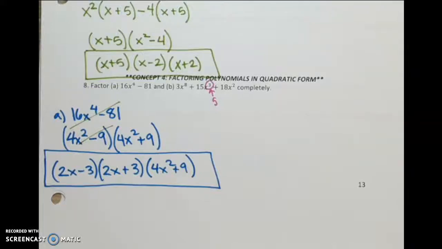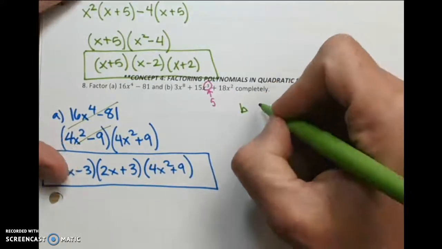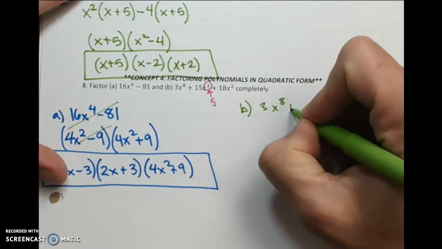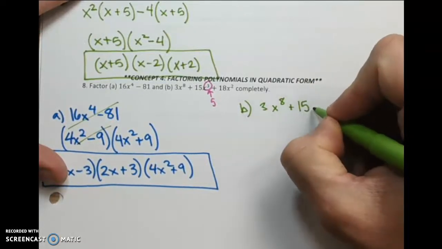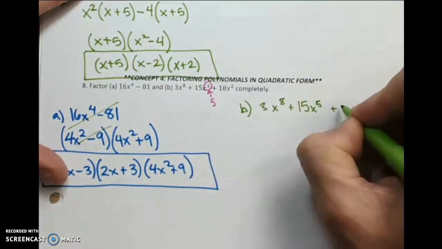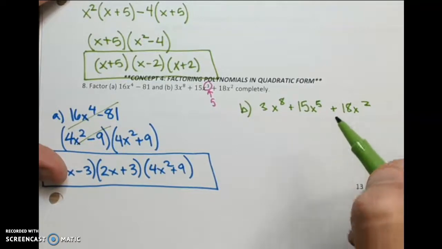Okay, let's finish up number 8 here, B. And it is 3x to the 8th power plus 15x to the 5th power. We're going to make that change. Plus 18x squared. And I may have already fixed it for your notes.